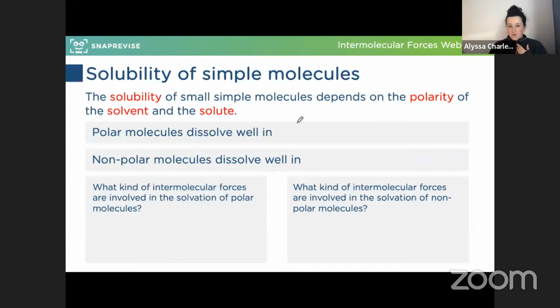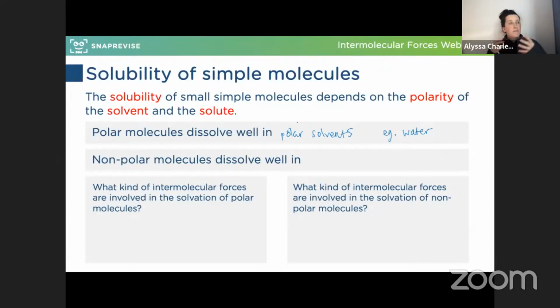So polar molecules, what do they dissolve well in? Sorry, polar molecules dissolve well in what type of solvent? And can you give me an example? E.g. water, love it, yeah. Polar molecules dissolve well in polar solvents. So this is all exam boards we're covering here. Polar solvents, polar and polar.